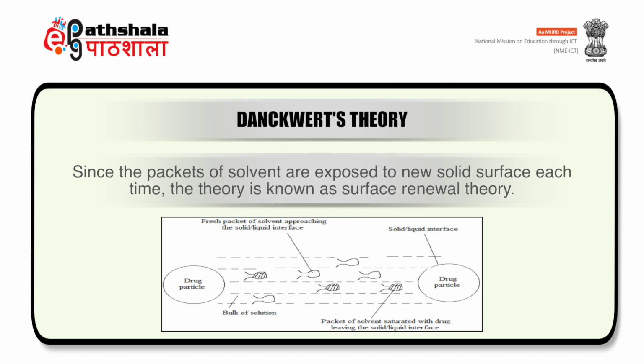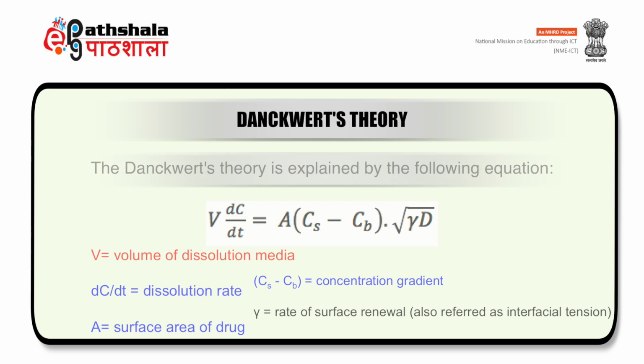Since the packets of solvent are exposed to a new solid surface each time, the theory is also known as the surface renewal theory. The Danckwerts theory is explained by the equation as shown below, where V is the volume of dissolution media, dC/dt is the dissolution rate, A is the surface area of the drug, Cs - Cb is the concentration gradient, and gamma is the rate of surface renewal, also referred to as interfacial tension.